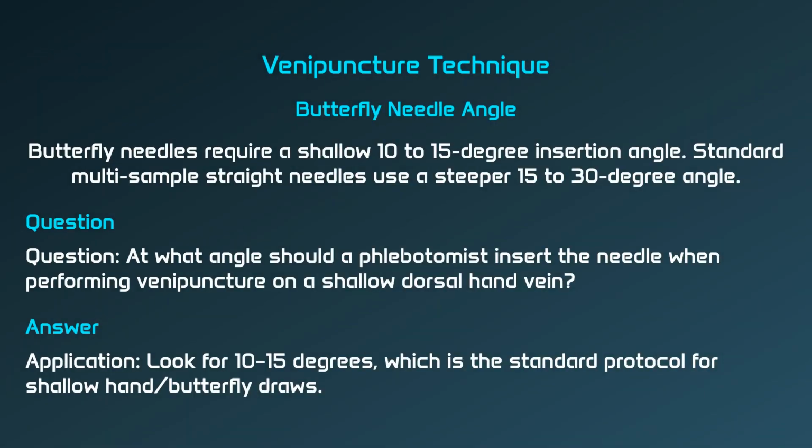Venipuncture technique. Butterfly needle angle. Butterfly needles require a shallow 10 to 15 degree insertion angle. Standard multi-sample straight needles use a steeper 15 to 30 degree angle.